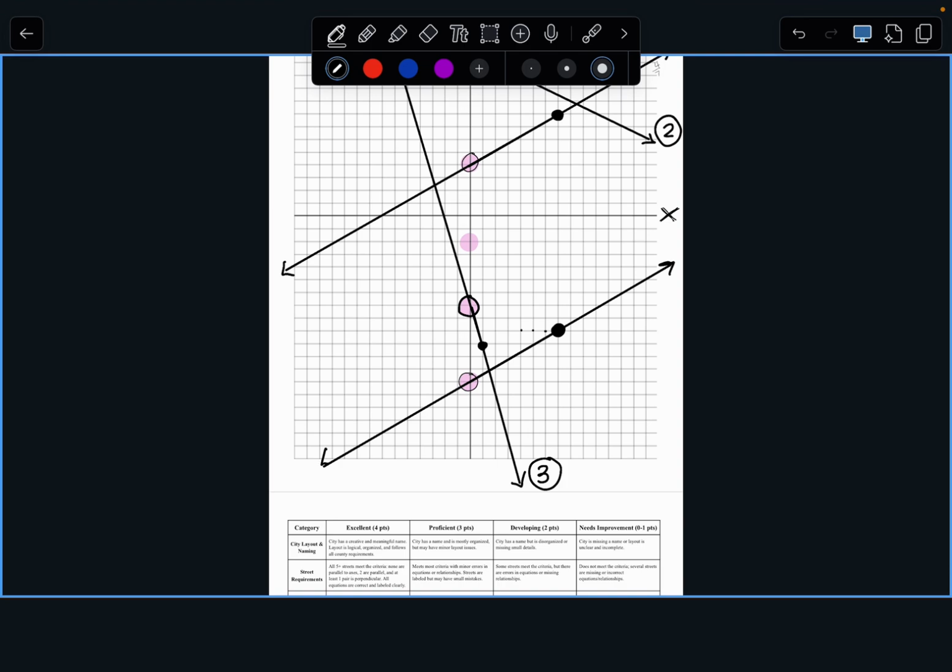Oh, it's parallel with that one. It's parallel with one of my other ones. Yes.